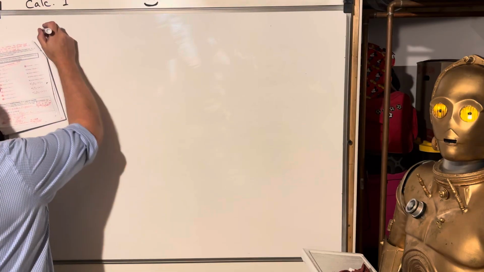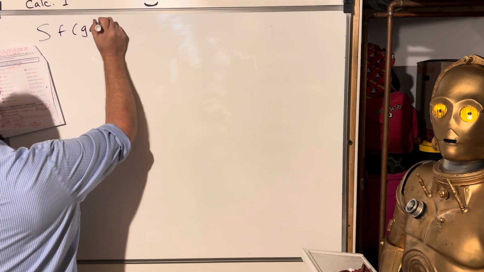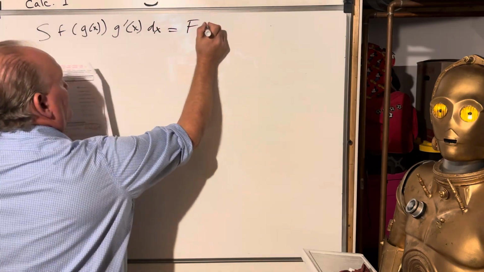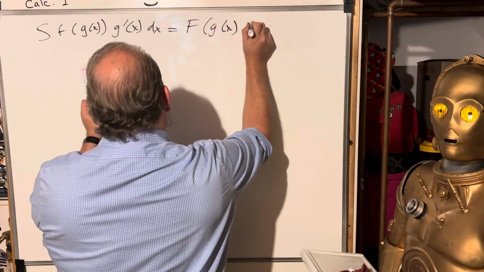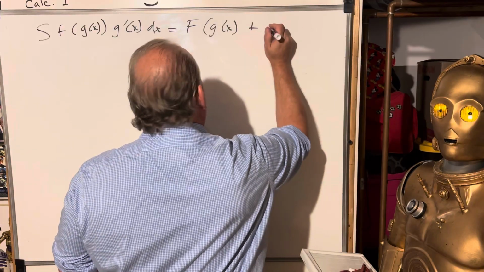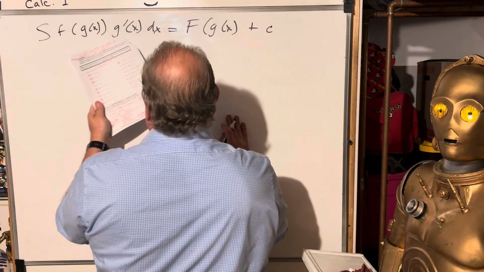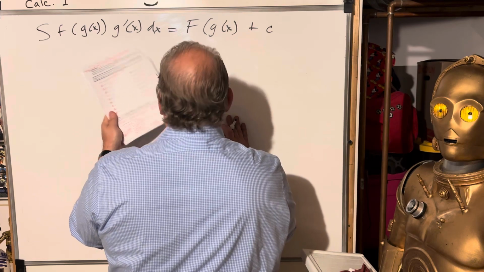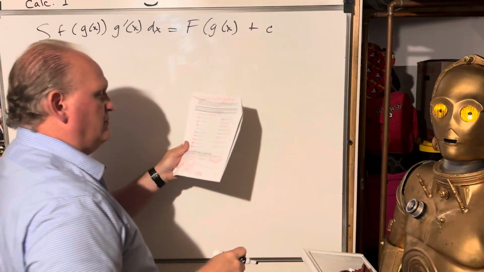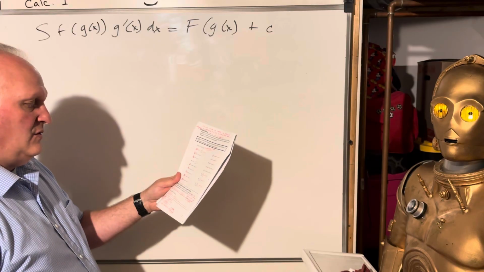So, let's see. In the line, write this: the integral of f of g of x times g prime of x dx should equal f of g of x plus c. All right, so if you had f of g of x times its derivative, g prime of x, it should just be f of g of x plus c. You must have the derivative of the inner function in order to integrate.